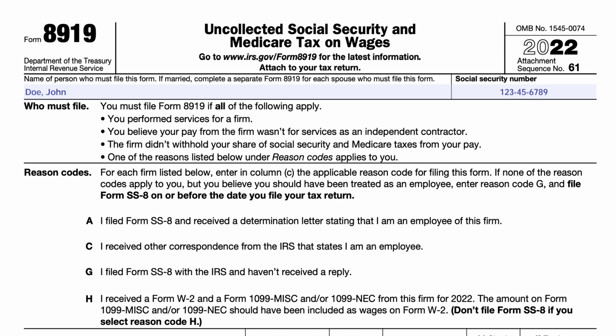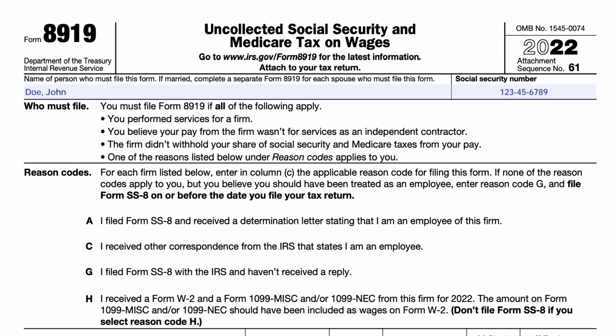So in this example, we're going to go through this form as if we were our hero John Doe, and he's got one job with a company who treats him like an independent contractor, even though he has received IRS correspondence indicating that he should be an employee. There are 4 legitimate reason codes that have to do with Form SS-8, which is the request for a determination from the IRS on whether you're an employee or an independent contractor.